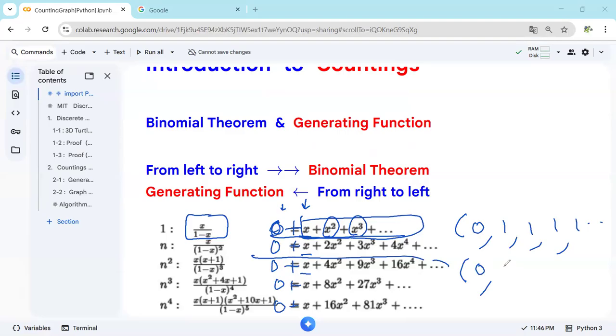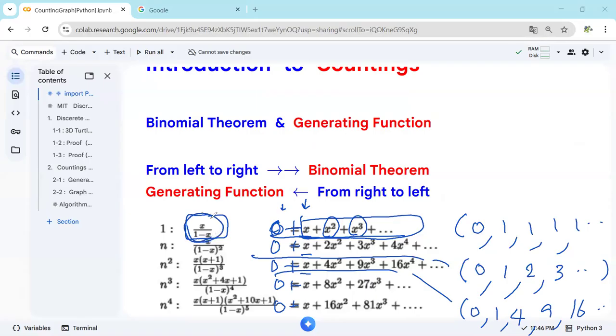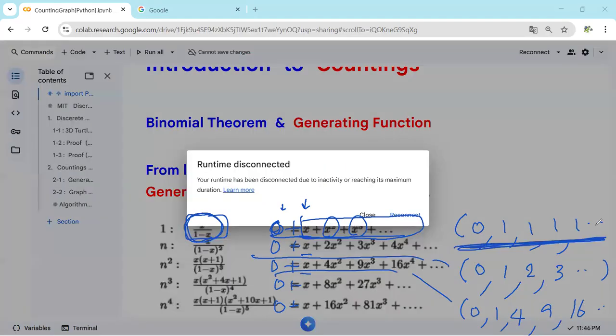The coefficient of x is one. The coefficient of x squared is two. Coefficient of x cubed is three, like this. And also this one is 0, 1, 4, 9, 16, something like that. So there is a kind of correspondence. This is the function, and this is the sequence of the integer.